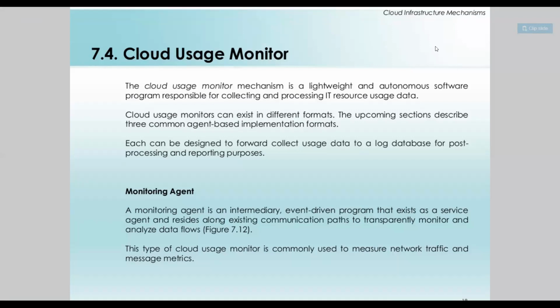Okay, so the word itself is self-explanatory if you see. It usually means whatever you are using, like cloud computing works on the concept that is pay per use. Whatever you are using, you are going to pay for that. So for monitoring whatever services you have opted for, for how many months, weeks, or hours, on a daily basis you are using, that will be monitored, and accordingly the billing will take place.